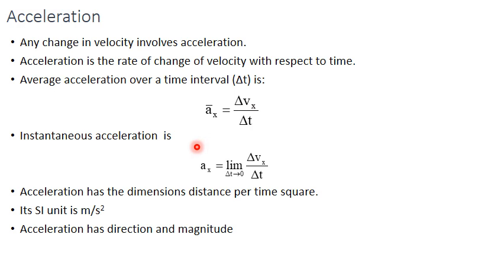So if you look at the dimensions of the acceleration, it's velocity over time, and velocity is distance over time. So we got distance over time squared. So the acceleration has a dimension of distance over time squared. The standard unit of acceleration is meter per second squared. And also, acceleration has direction and magnitude.